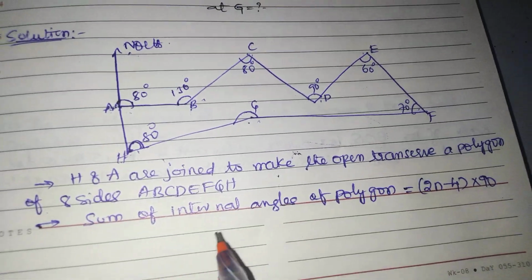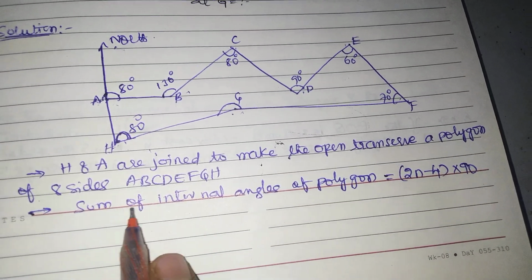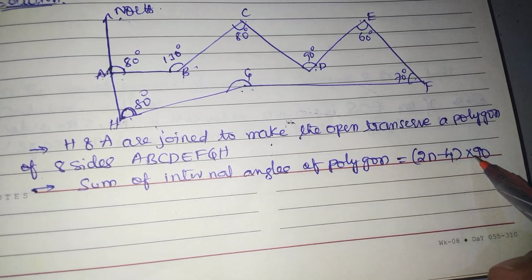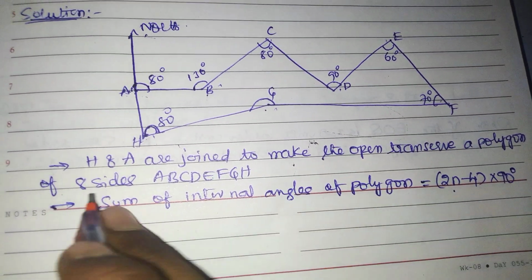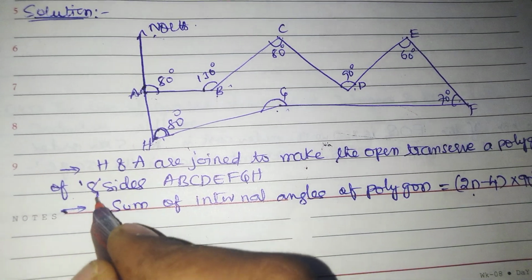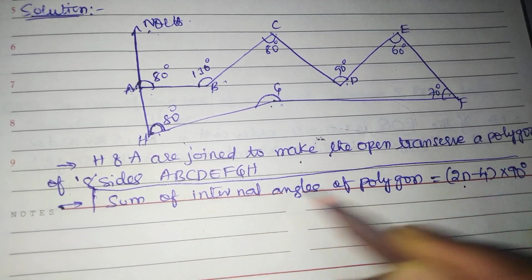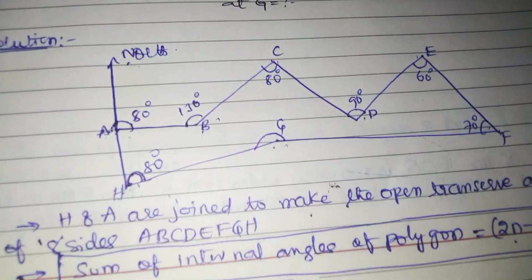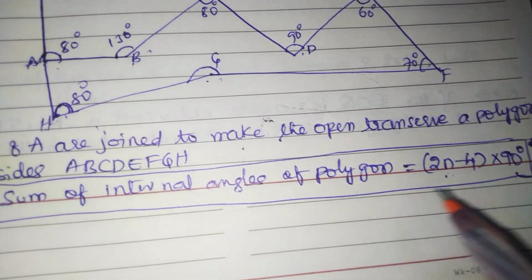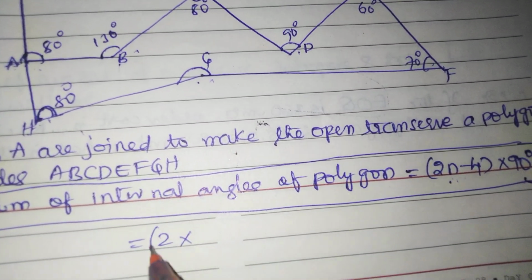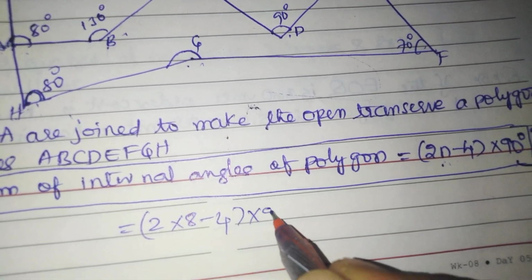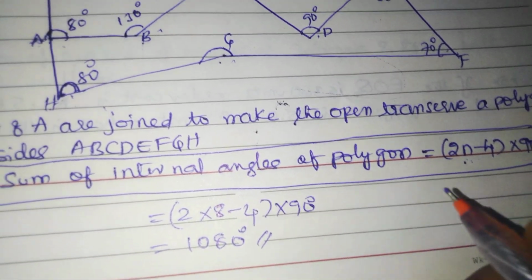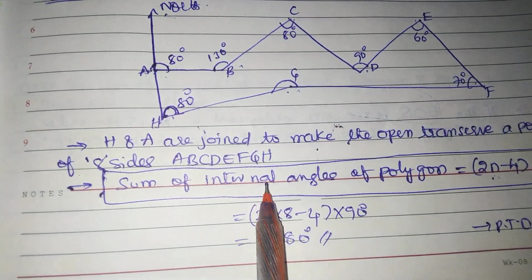This is the formula for the sum of internal angles of a polygon: (2n minus 4) into 90 degrees, where n is the number of sides. There are 8 sides, right? It is important, so make it a box. Substituting the n value, we get 2 into 8 minus 4, into 90 degrees. We get 1080 degrees.